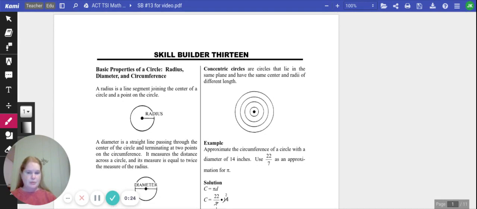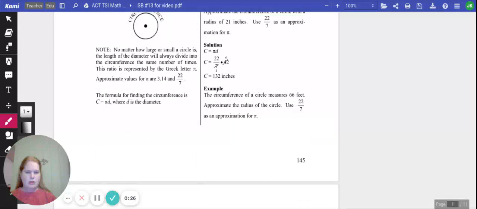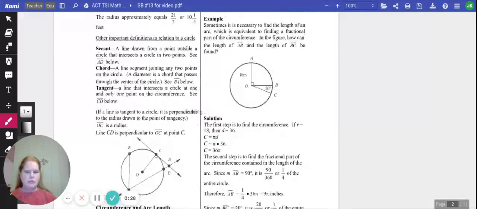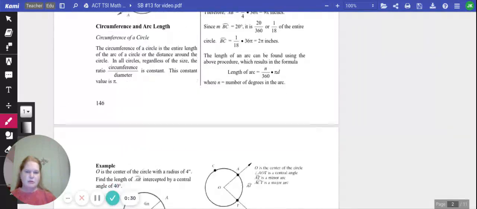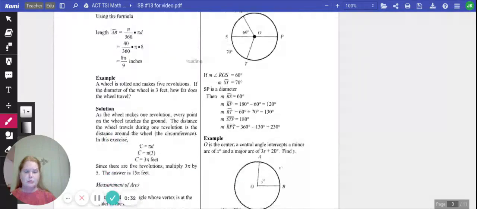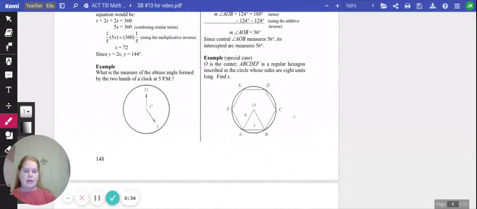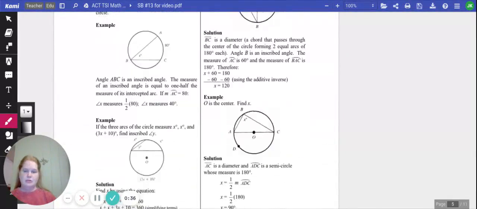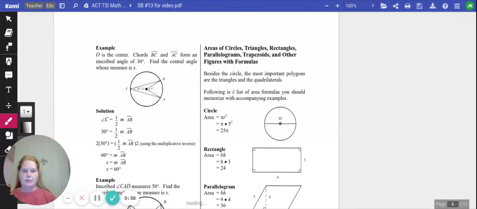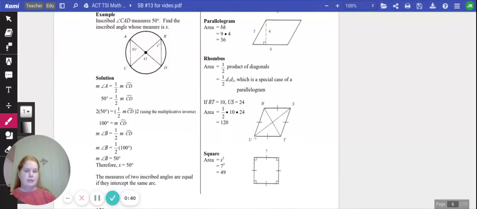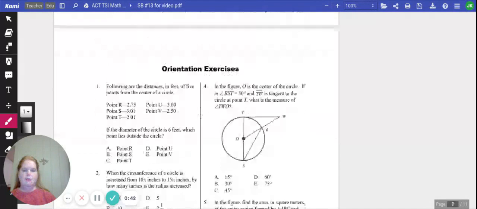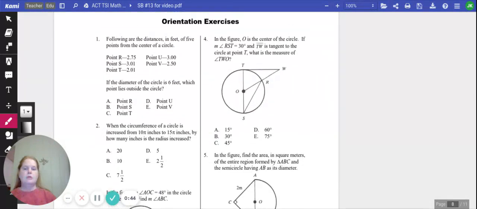So remember, the first few pages are all explanations that you should take time to read through. It's kind of your little notes or textbook. There's some good stuff in here. But to save time, because you don't need me to read for you, here's a bunch of formulas on the last page. So kind of keep an eye on that. We're going to work the 20 questions here on the orientation and practice exercises together.